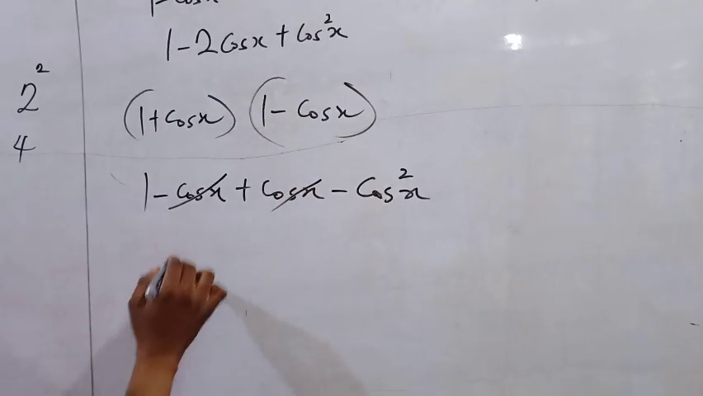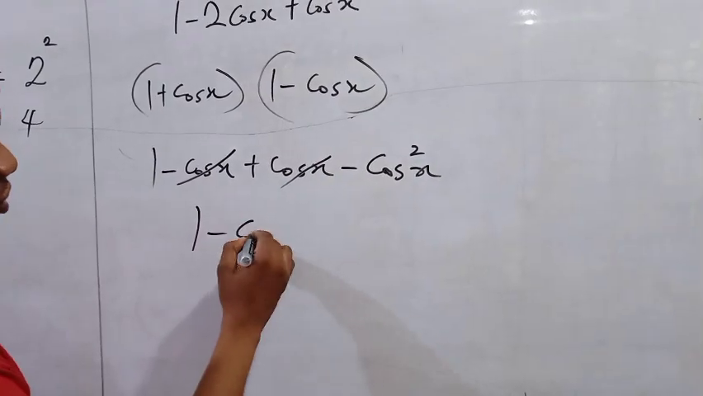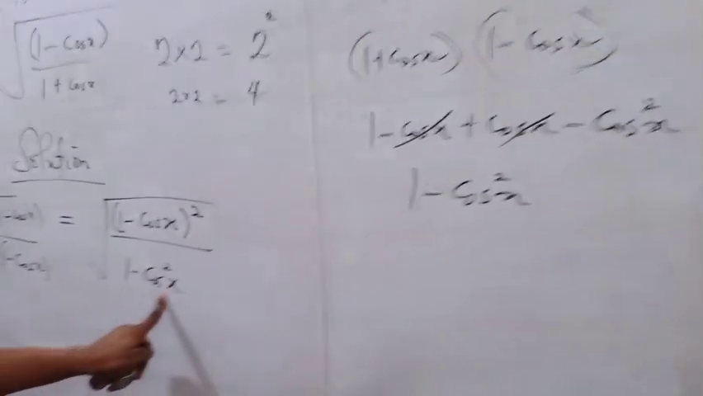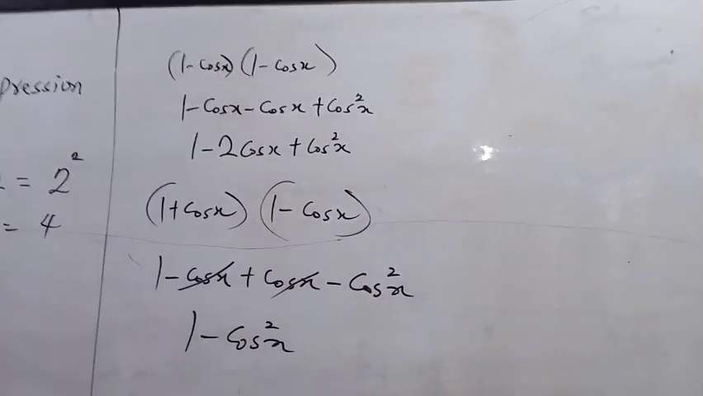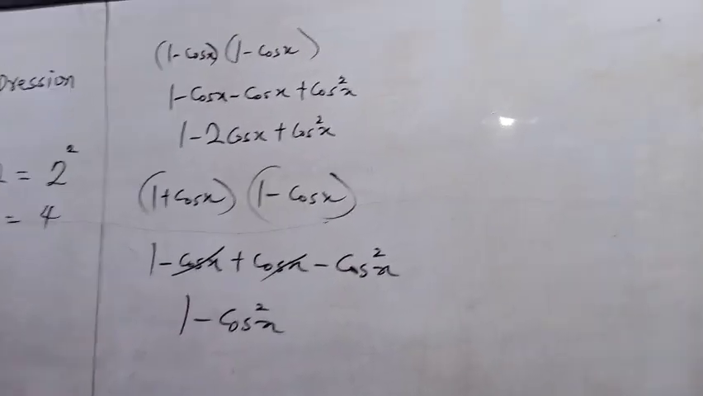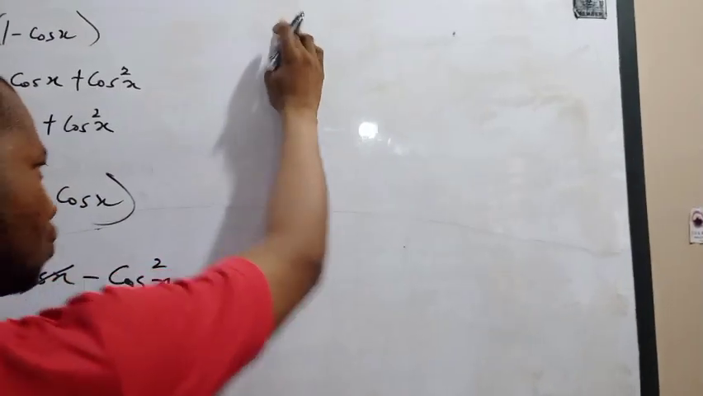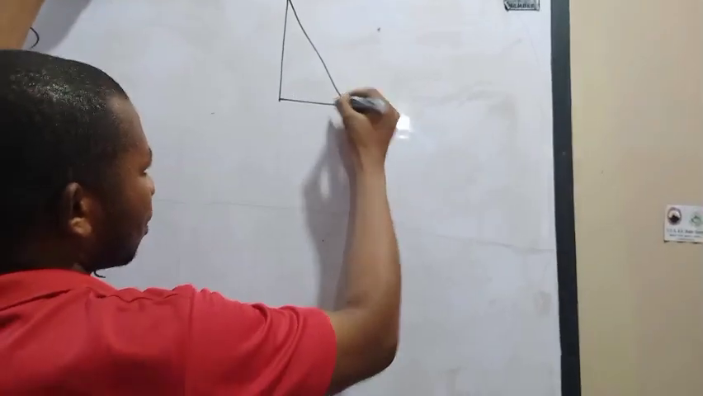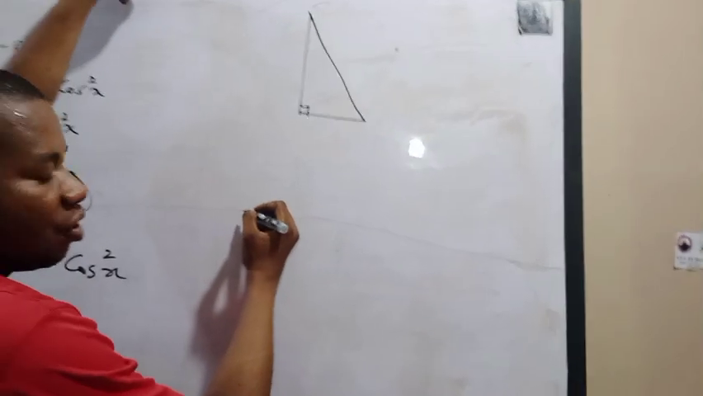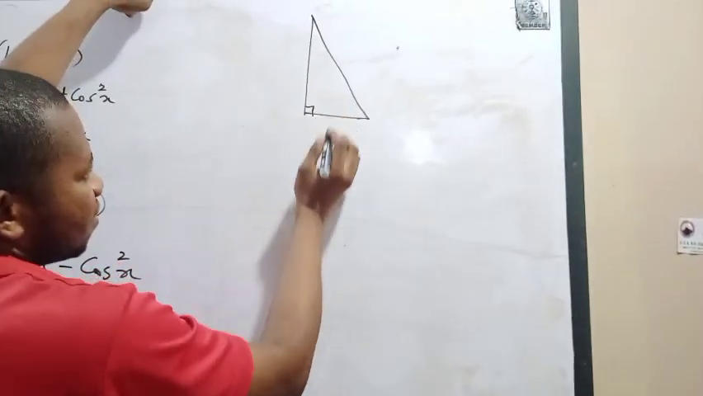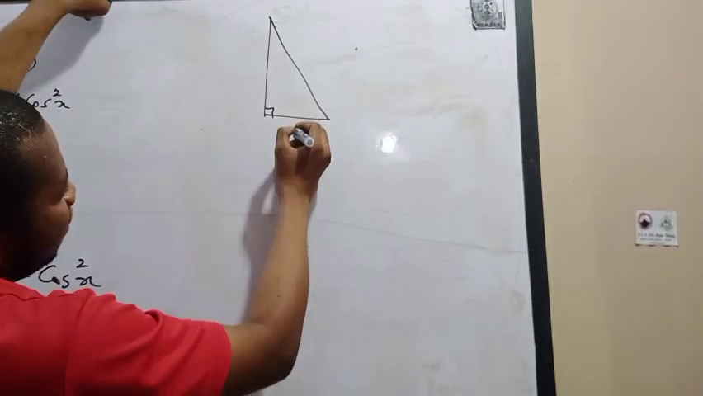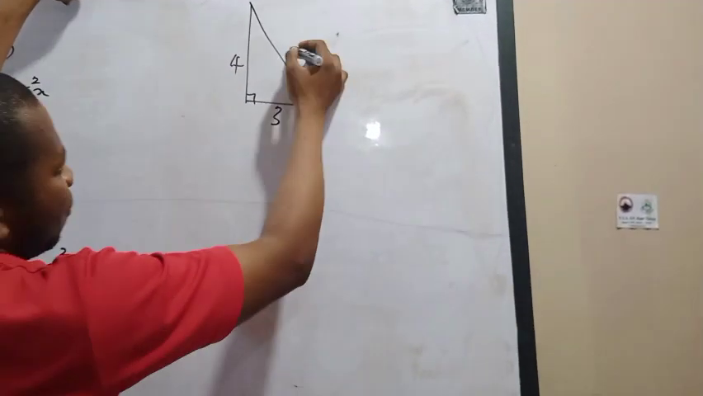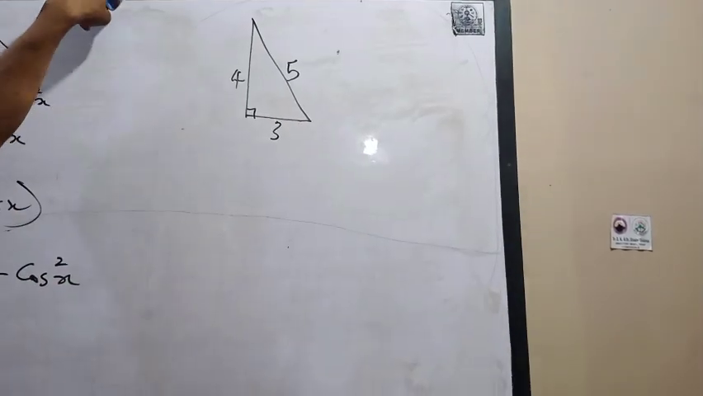This one eliminates this, we are left with 1 minus cos square x, which is what I wrote down here. And mind you, there's a general law of trigonometry. Now, when you have something like this, you have a right angle triangle. This is angle 90 degrees. Normally we represent this side by 3, this by 4, and the longest side is the hypotenuse, which is 5.